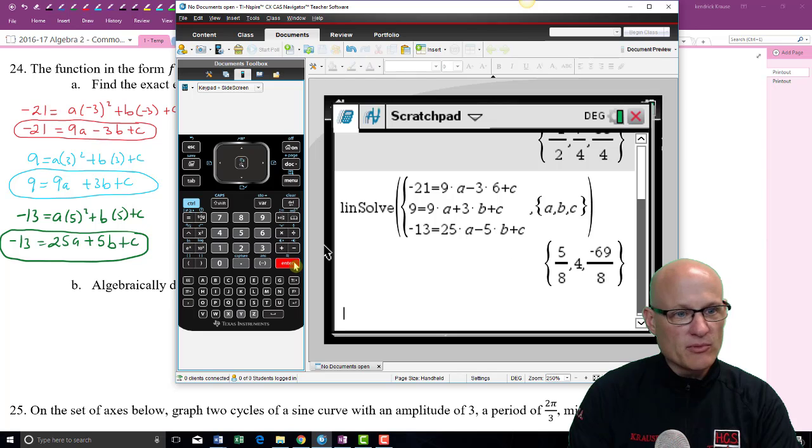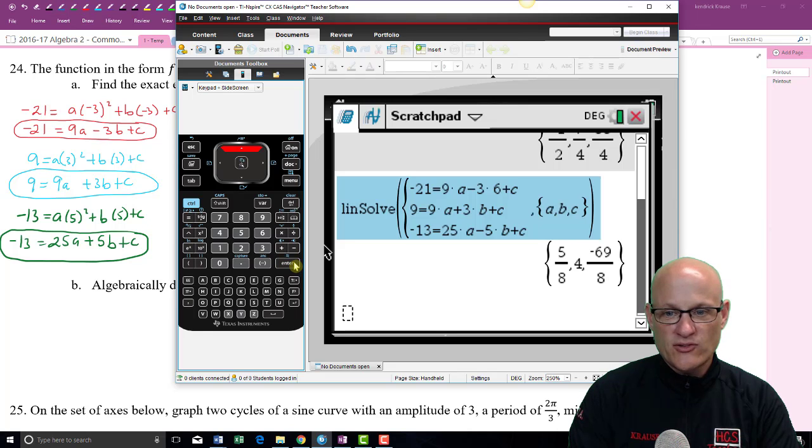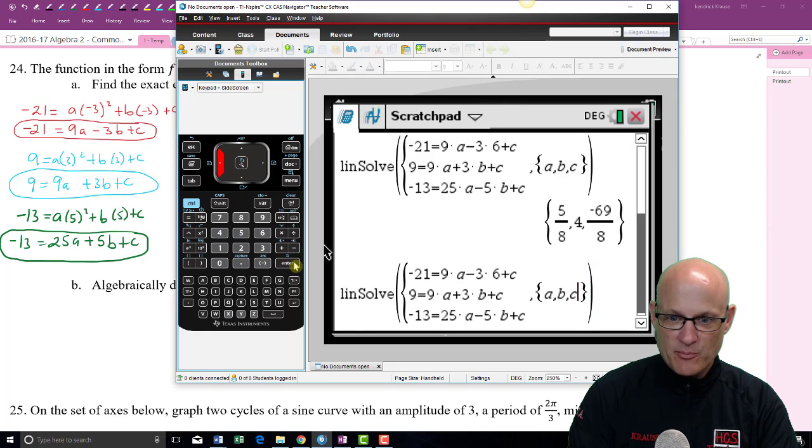How can you make this many mistakes, Kraus? Negative 29 equals 9A minus... Oh, I got 6. How did I type in a 6? Why is it not a B?